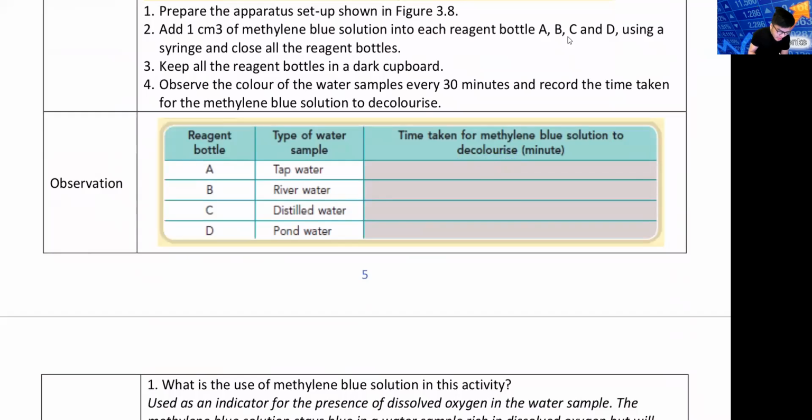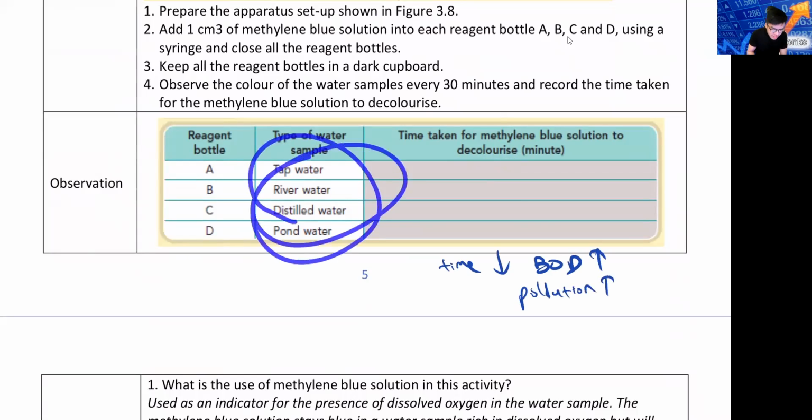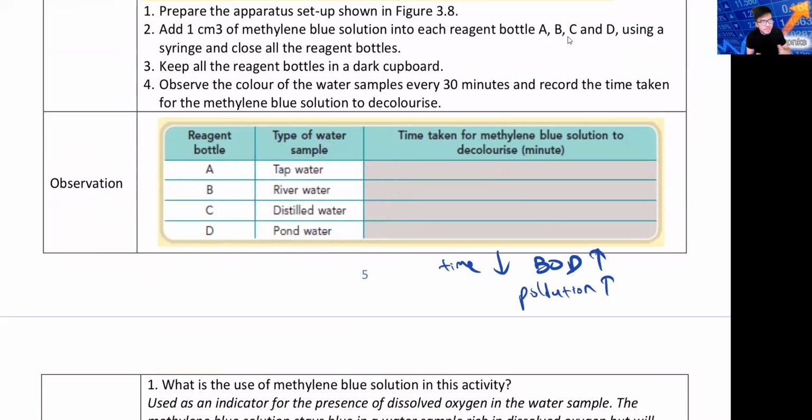That means if they decolorize in a very short time, that means the BOD is very high. Okay, they use a lot of oxygen. That means the water is very polluted lah. Okay, the pollution is very high. So you would want your water to decolorize in a very long time.